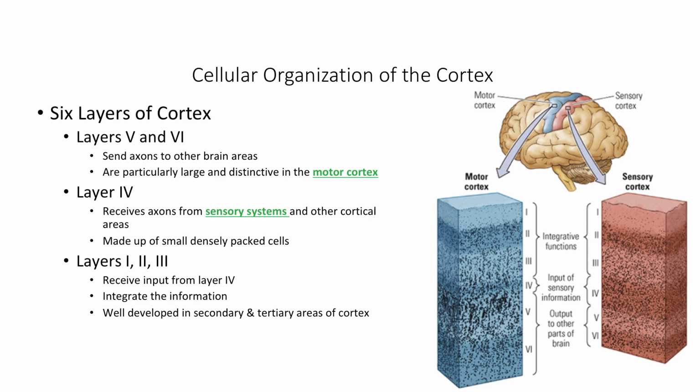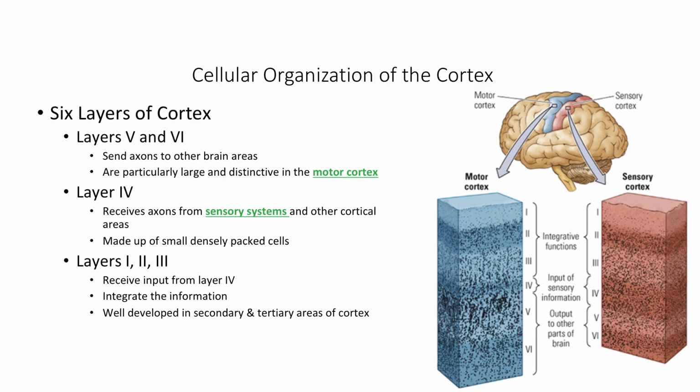tell you that these cells are projecting longer distances. So let's start off with cortical layers 5 and 6. They're all the way at the bottom, and they send their axons to other brain areas. This is especially large in the motor cortex, because the motor cortex will have to project all the way to the spinal cord.